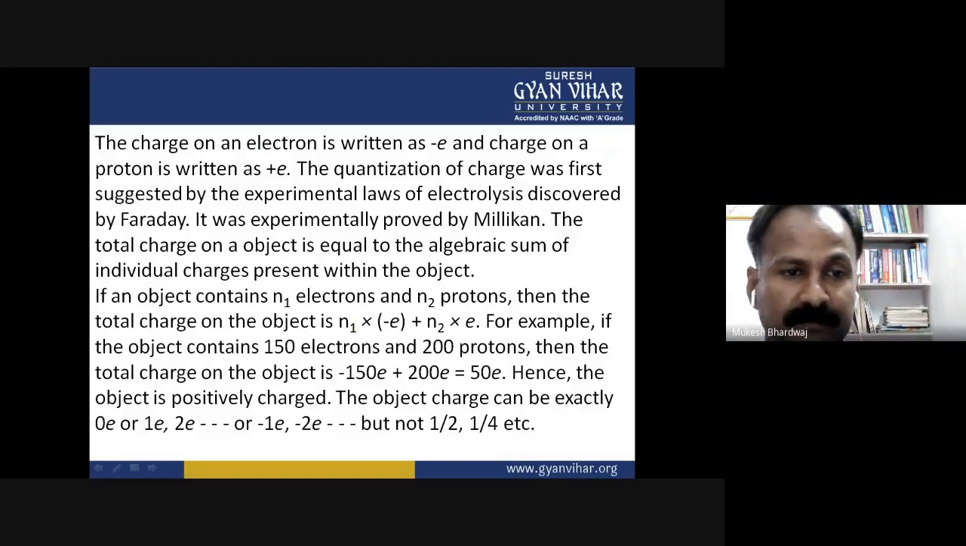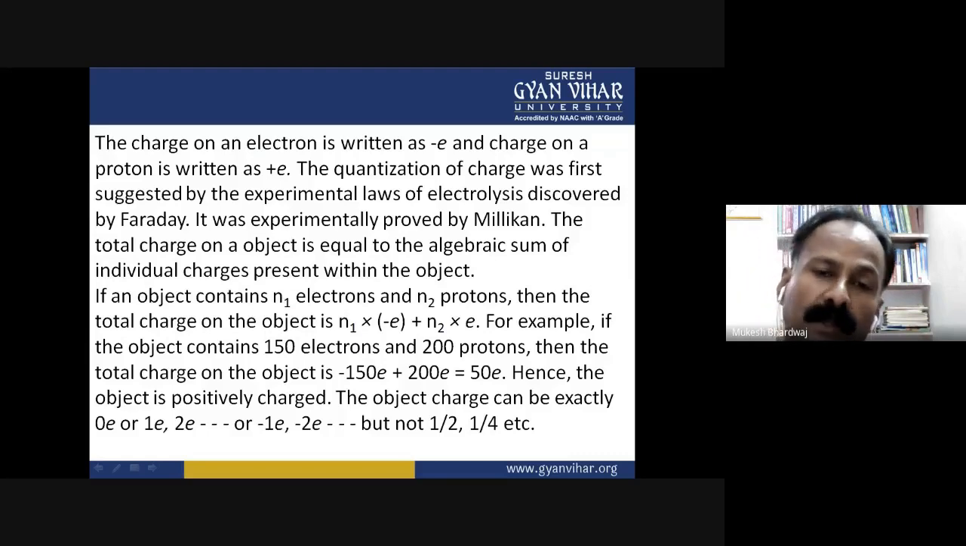For example, if the object contains 150 electrons and 200 protons, then the total charge on the object is minus 150e plus 200e, which equals 50e. Hence, the object is positively charged. The object's charge can be exactly 0, e, 2e, and so on, or minus e, minus 2e, but not in fractional values, that is 1/2, 1/4 and so on.